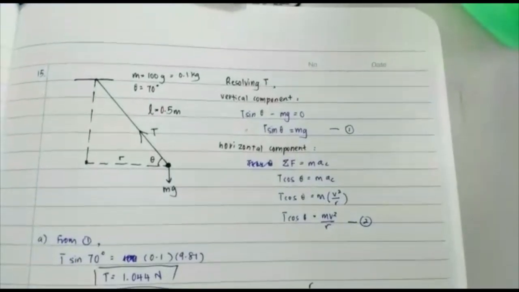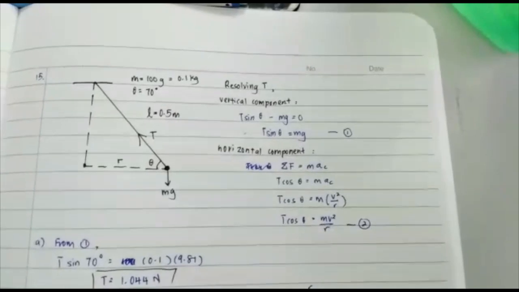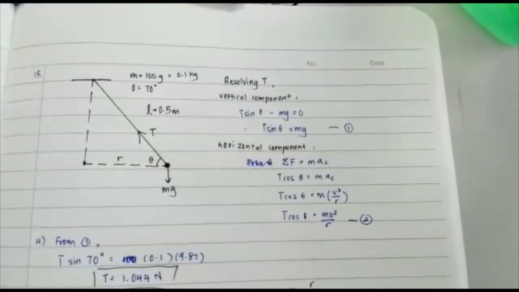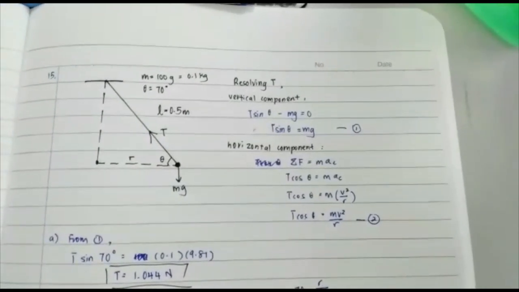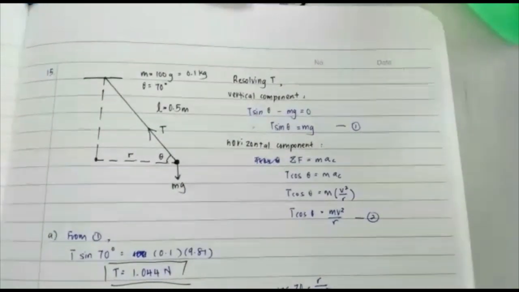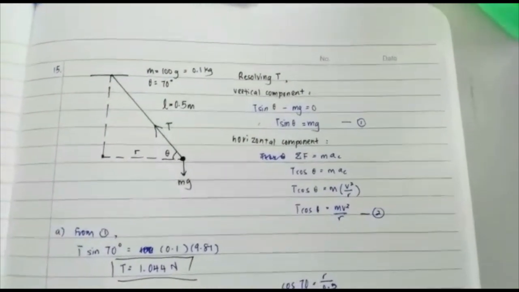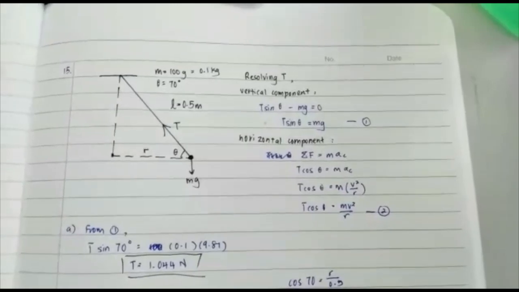Okay, hello everyone, this is question 15. Let's look at the question. Figure 6.2 below shows a conical pendulum with a bob of mass 100 gram on a 0.5 meter long string, making an angle of 70 degree to the horizontal.